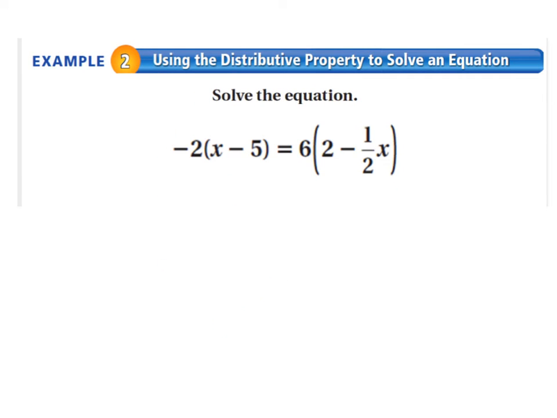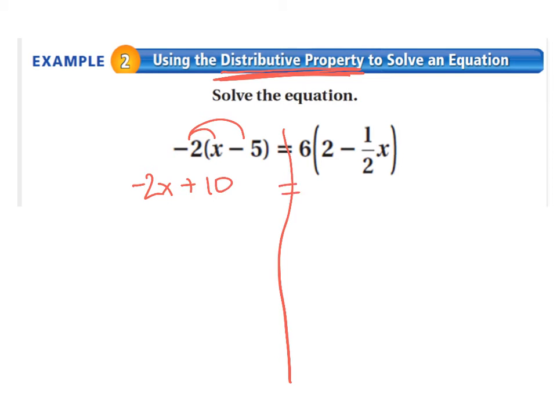Okay, bigger problem. First thing we have to do is the distributive property. This one's going to take quite a bit of work. So here we go. Distribute the negative 2, so I get a negative 2x, negative and negative, I get a positive 10, equals, now I'm going to do the same thing over here, 6 times 2 is 12, minus half of 6 is 3x, so there goes the fraction. I have a negative 2 and a negative 3.